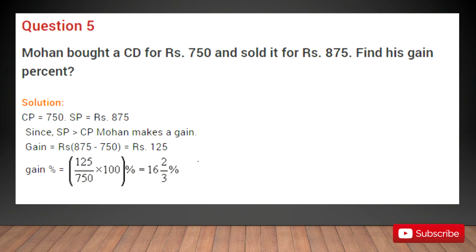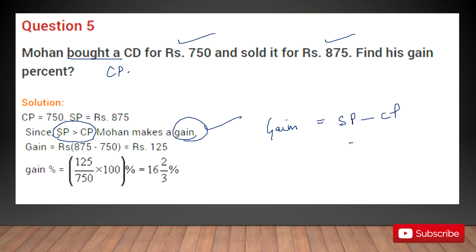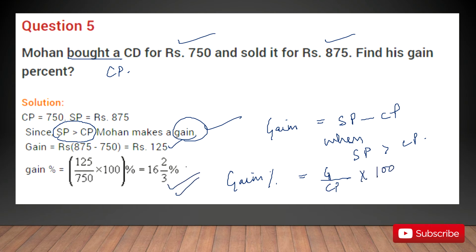Alright. Mohan bought a CD, and bought means the cost price, for rupees 750 and sold it for rupees 875. Find his gain percent. So if the selling price is greater than the cost price, then he is making a gain. Then calculate the gain. Obviously, it is SP minus CP, because the selling price is greater than CP. So I get 125 rupees as the gain. How will we find the gain percentage? The formula for the gain percentage is gain upon CP into 100%. That is, I have received the answer as 16 2/3%.